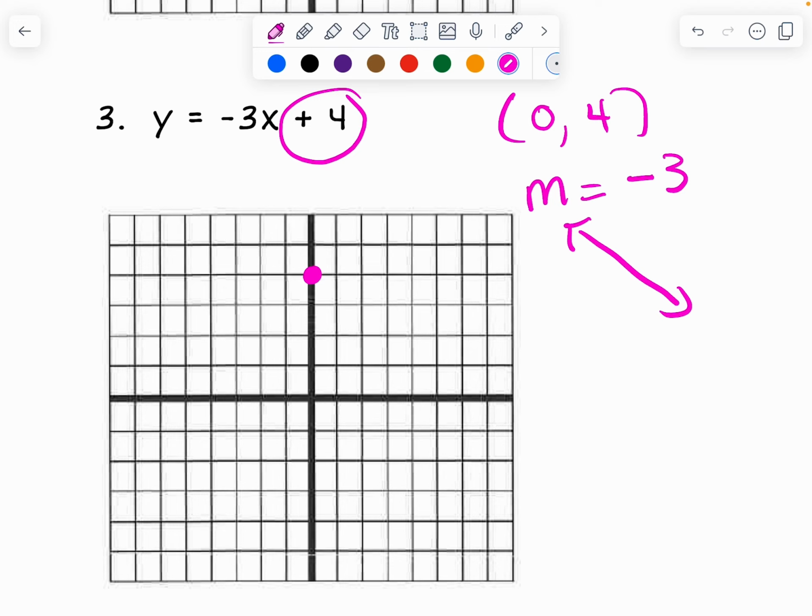From that, I'm going to go down 3. This is over 1. I'm going to go down 3, but I'm going to go to the right 1. 1, 2, 3 over 1. 1, 2, 3 over 1. And then I'm going to draw a line that goes through all those points.